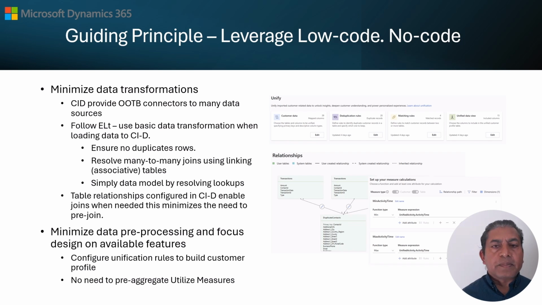Following minimal transformation keeps your data model closer to the business process or the source system, and thereby end users can generate better insights without learning a new data model. Once the data sources or tables are created in CID, you may utilize the table relationship feature to define your data model. CID processes such as unification or building insight will utilize such relationships or joins as needed.